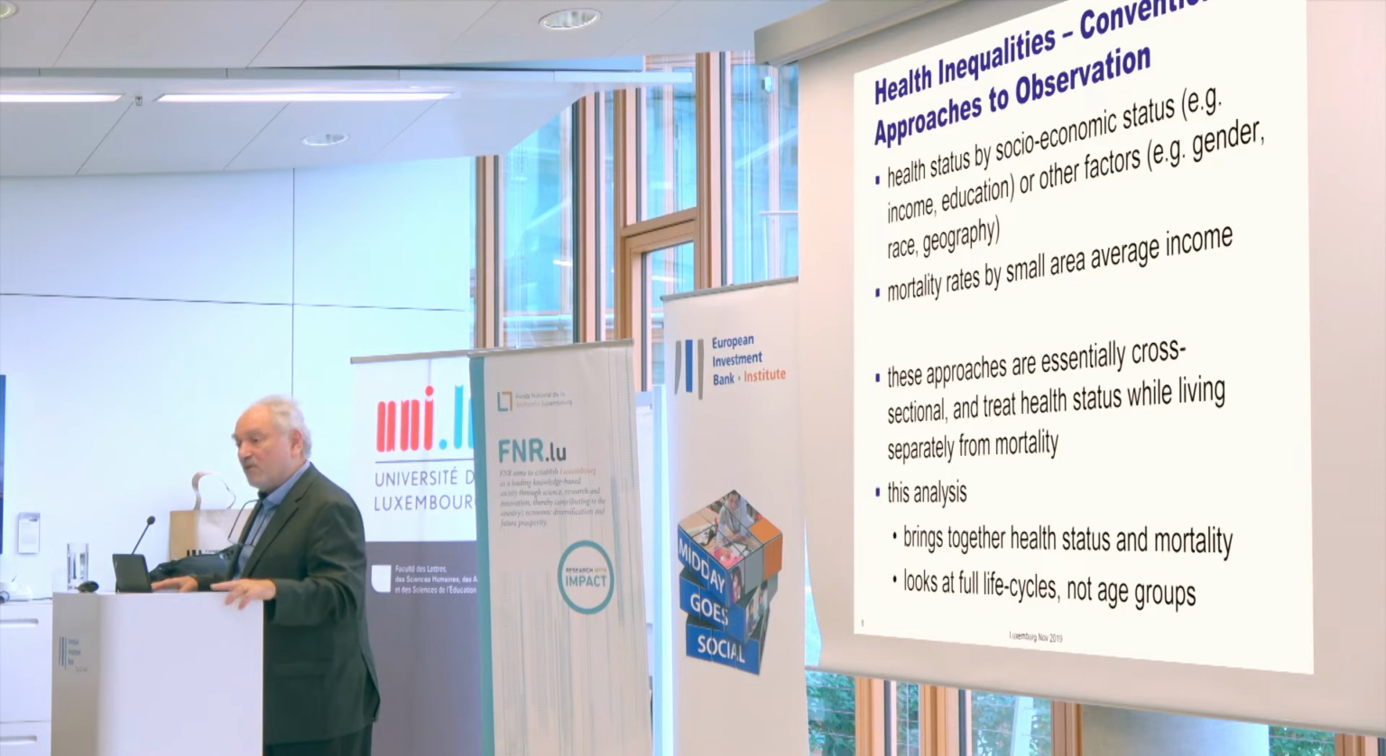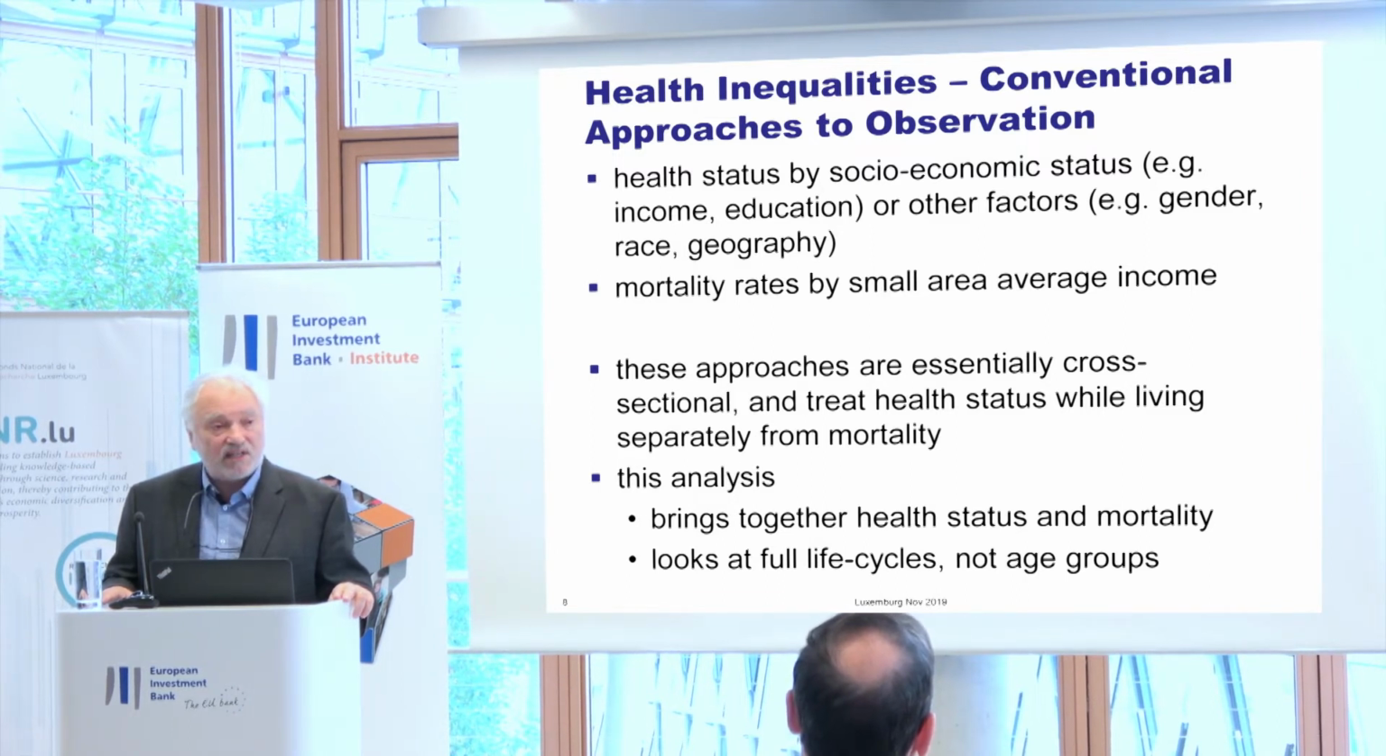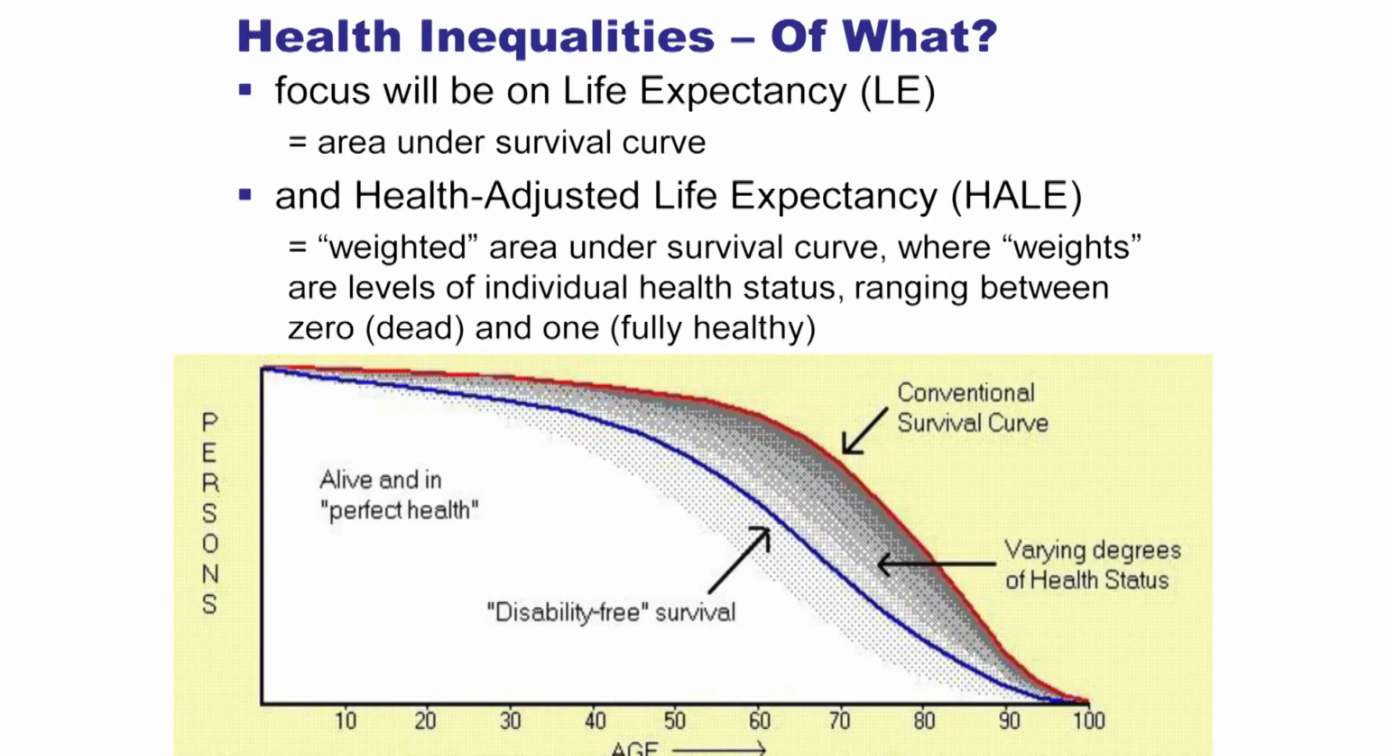Now, a few bits on how we observe this sort of thing. There's a lot of people who publish papers by looking at cross-sectional surveys, or they look at mortality rates across small areas. These are essentially cross-sectional, and they treat health status while living separately from mortality. But in this analysis, I want to take a more comprehensive view. So I want to bring together health status and mortality, and I want to look at the full life cycle, not particular age groups. And how do we do this?